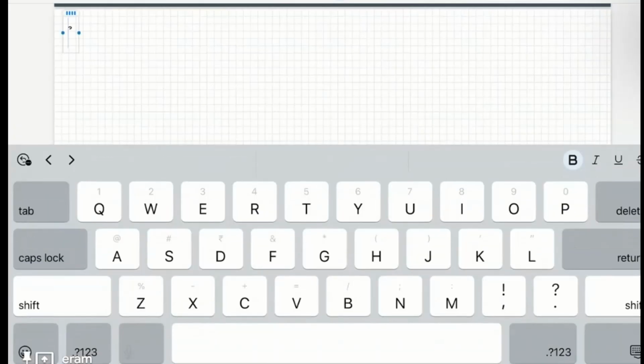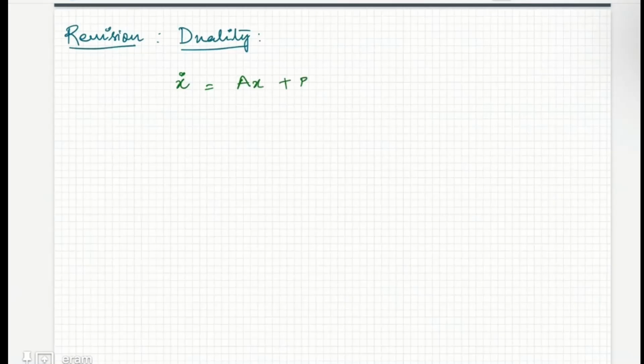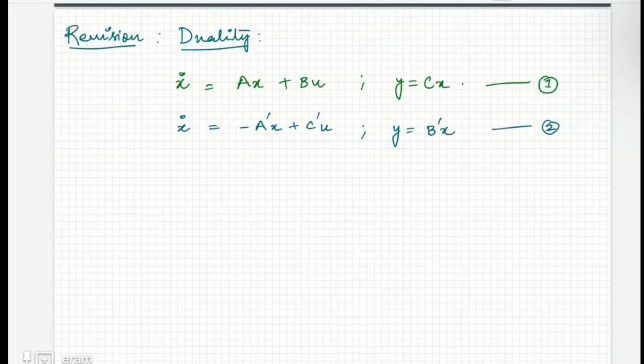So first of all, we got the concept of duality, which says that if we have a system x dot equals Ax plus Bu with measurement Cx, let's call this system 1, and if we have another system, x dot equals minus A transpose x plus C transpose u with measurement B transpose x, let's call this system 2.